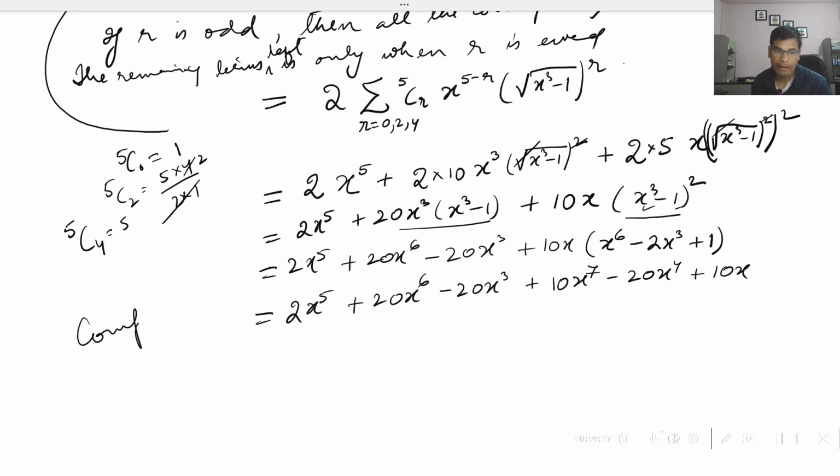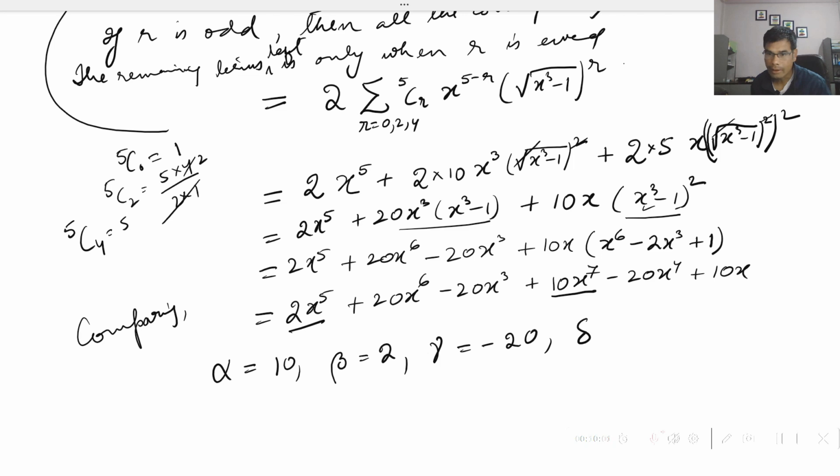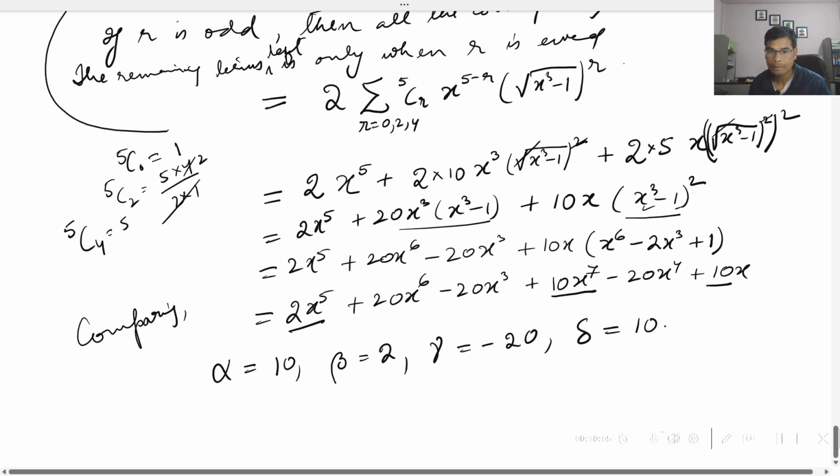So comparing with the given condition, it says that alpha is the coefficient of x to the power 7, so alpha will be 10. Then beta is the coefficient of x to the power 5, so therefore beta will be 2. Then gamma is the coefficient of x cubed, so gamma will be minus 20. And last, delta is the coefficient of x, which is 10.